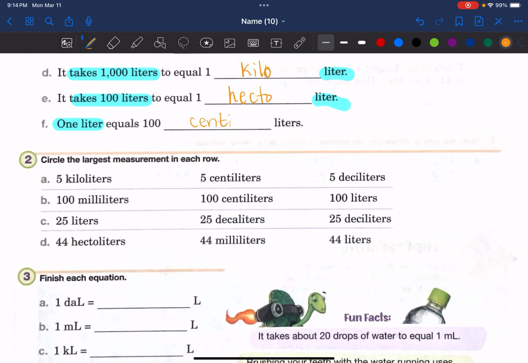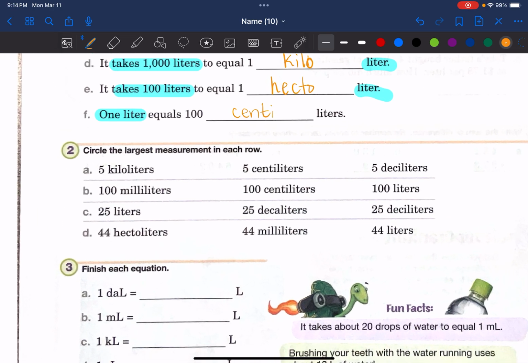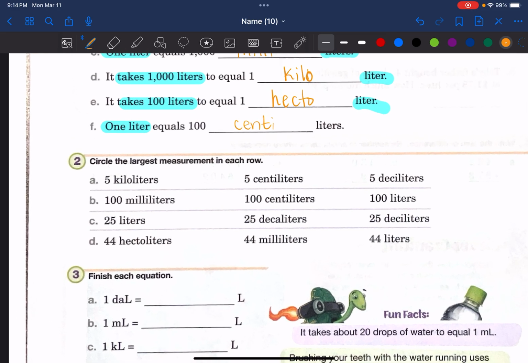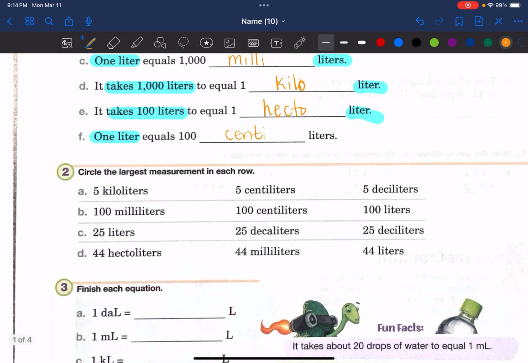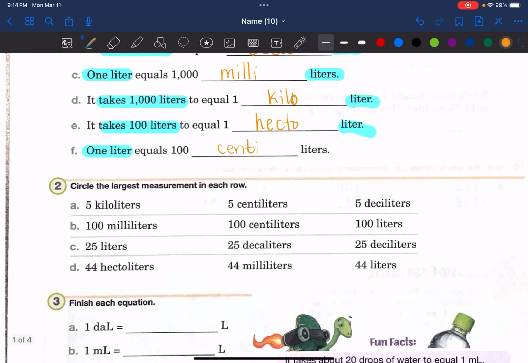Okay. All right. Number 2, you're going to circle the largest measurement in each row. Sometimes it's helpful to look up at the chart. Other times it's maybe more helpful to write it out in terms of the liter. So 5 kiloliters, 5 centiliters, or 5 deciliters. If I'm thinking about what the word kilo means, 1,000. So if I have 5 of them, it means 5,000.